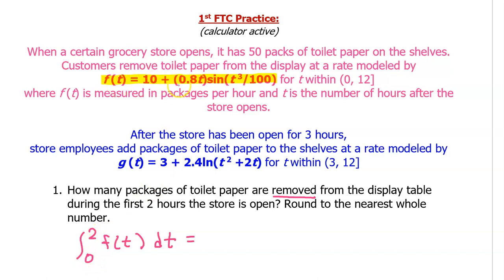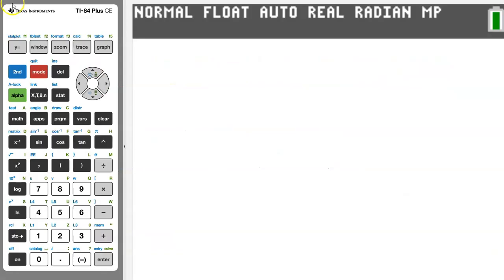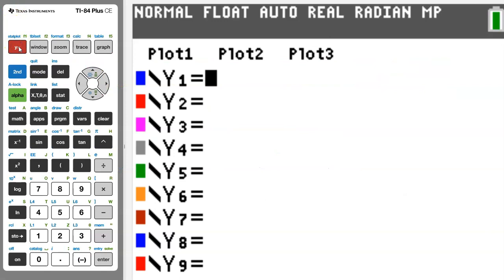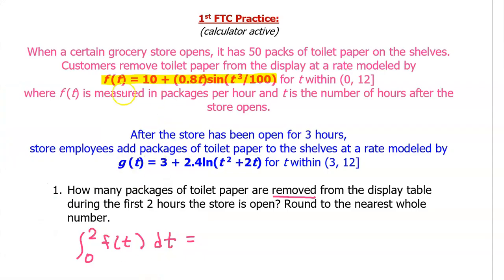Let's type f of t into the calculator. Hit the y equals button. On a problem like this, we have a rate in and a rate out. I always like to put the rate out on y2. It helps me to keep track of what I'm dealing with. So the rate out is 10 plus 0.8t.